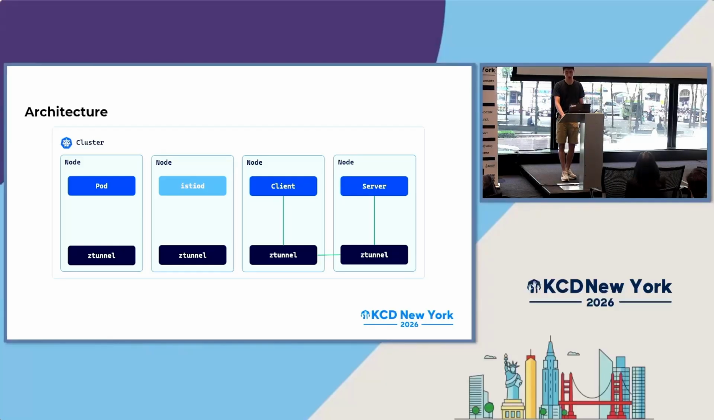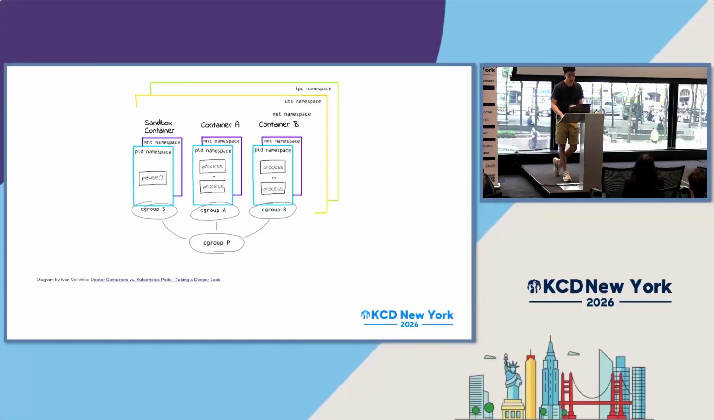But first, I want to focus a little bit on traffic redirection, this first connection between the client and the ztunnel. Another thing about service mesh is that you don't need to configure your applications to get this redirection to work, so that redirection has to happen somewhere else. And to talk about that, we need to talk a bit about pod primitives.